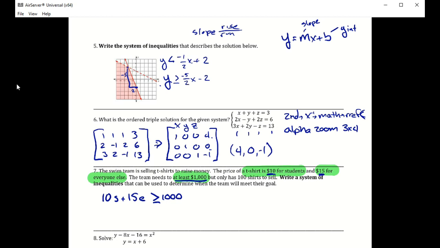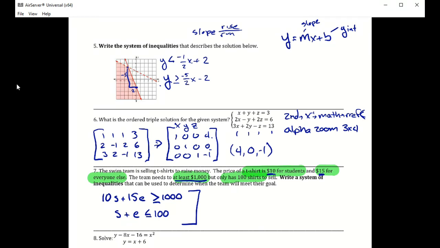But they only have 100 t-shirts to sell. Therefore, the number of student shirts they sold plus the number of everybody else they sold has to be less than or equal to 100, unless they're a bunch of con artists and they're selling the same t-shirt to more than one person. But we're going to assume they're good kids. And therefore, there's our system of equations.